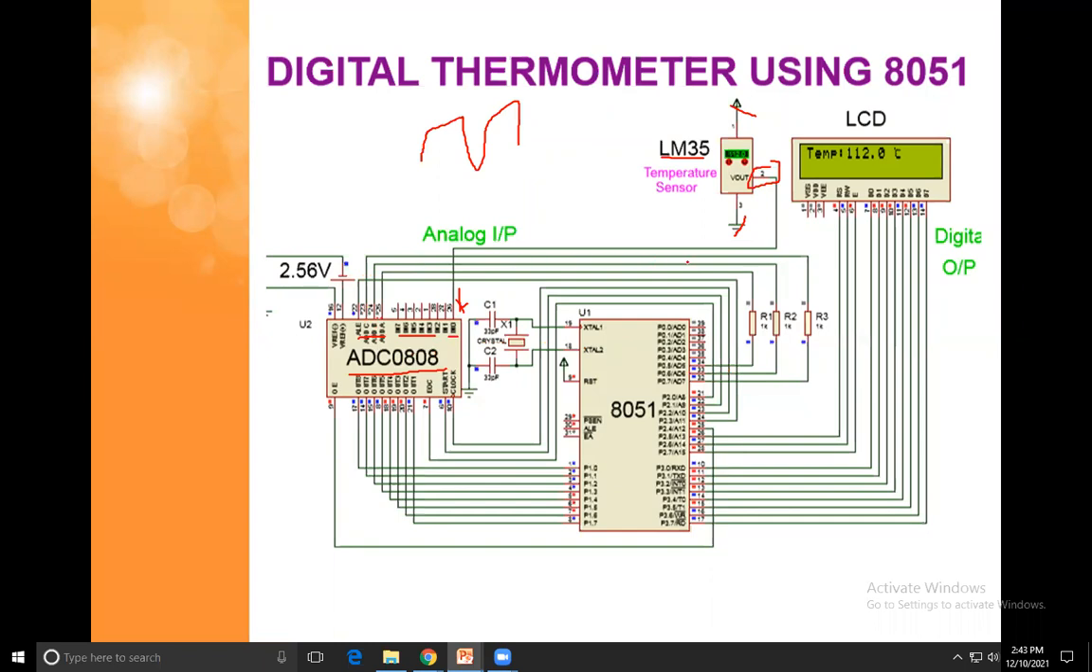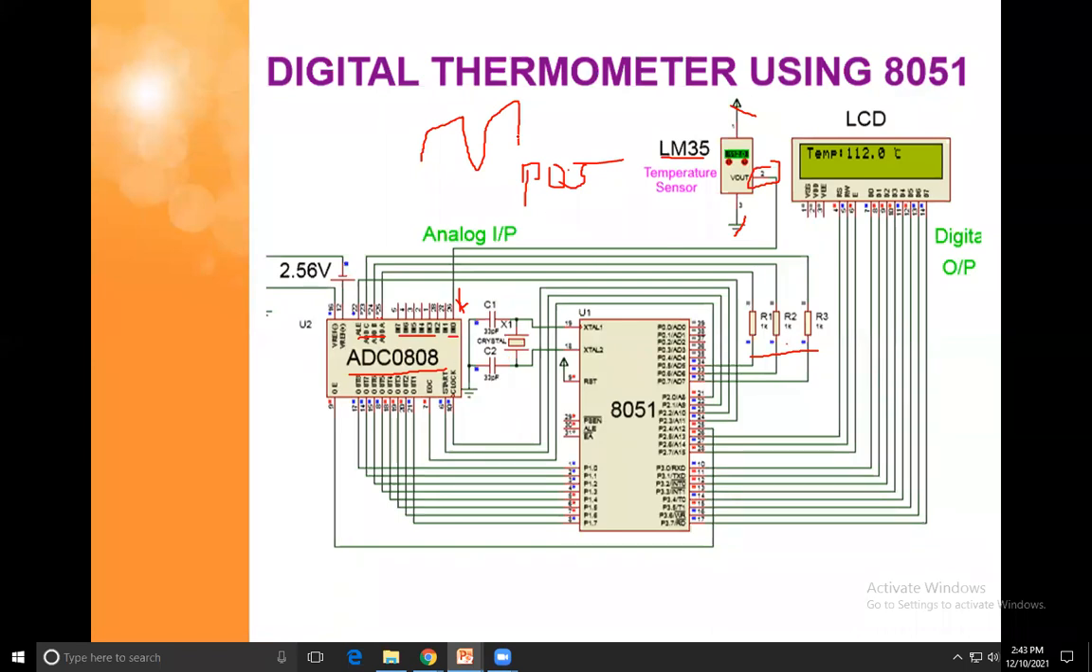This connection is given to the select pins. These three are connected to P07, P06, and P05, so P05 to P07. Here we connect these three inputs using those three port pins.